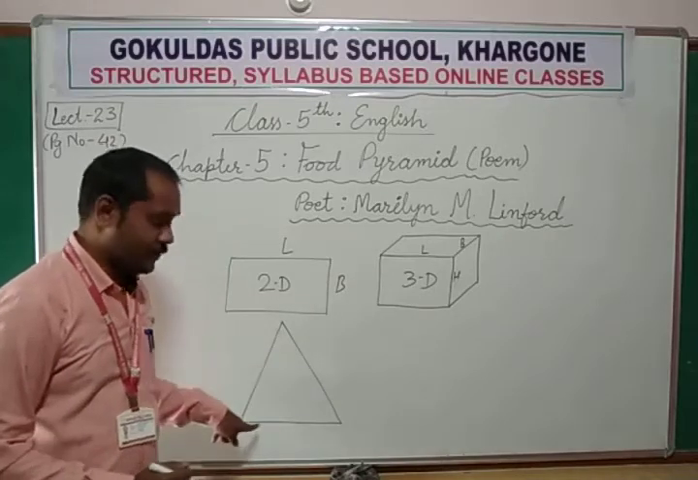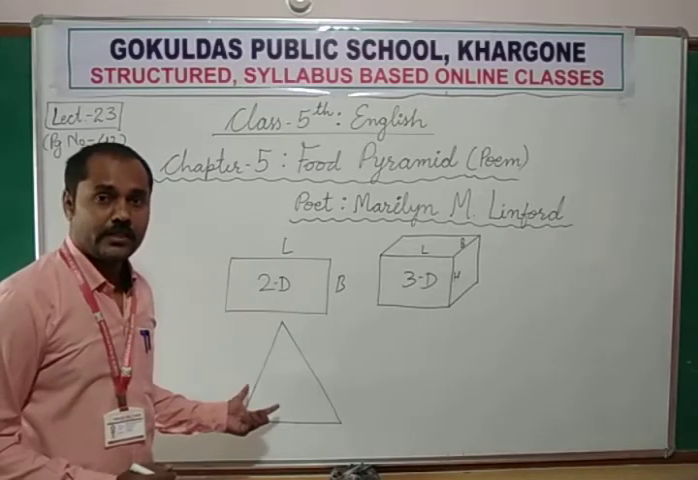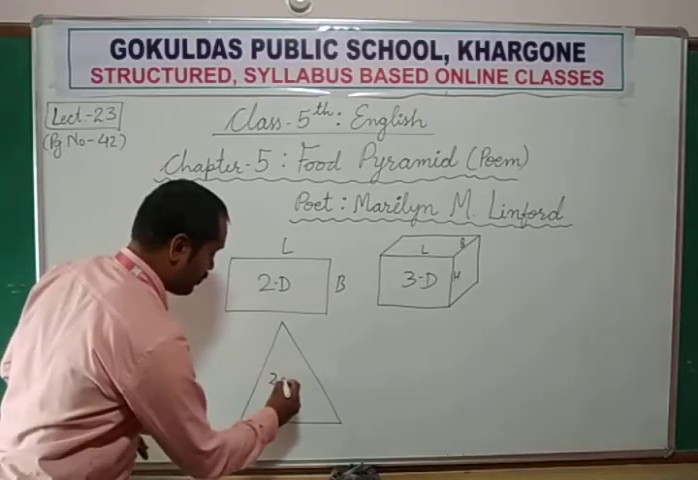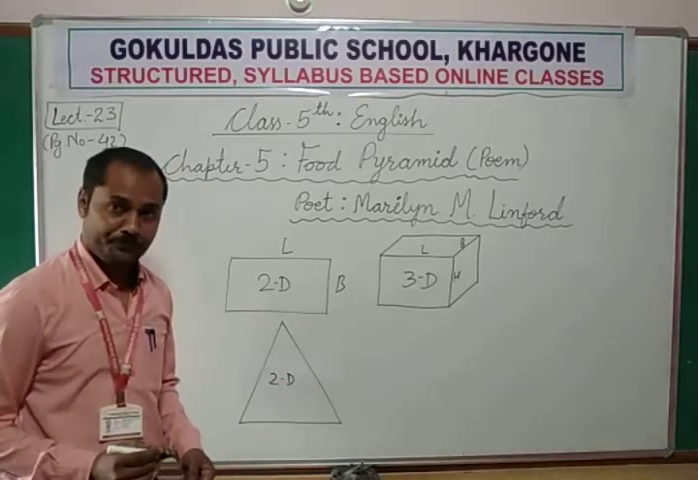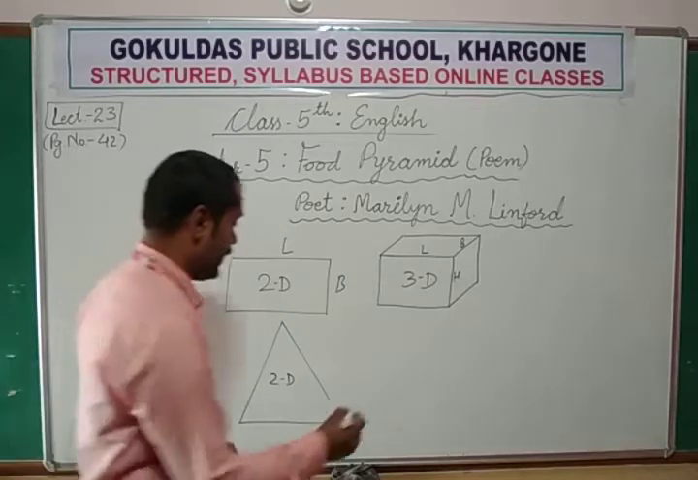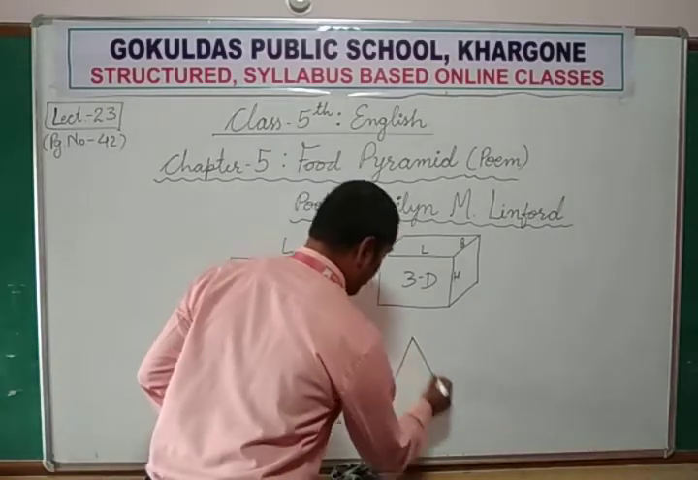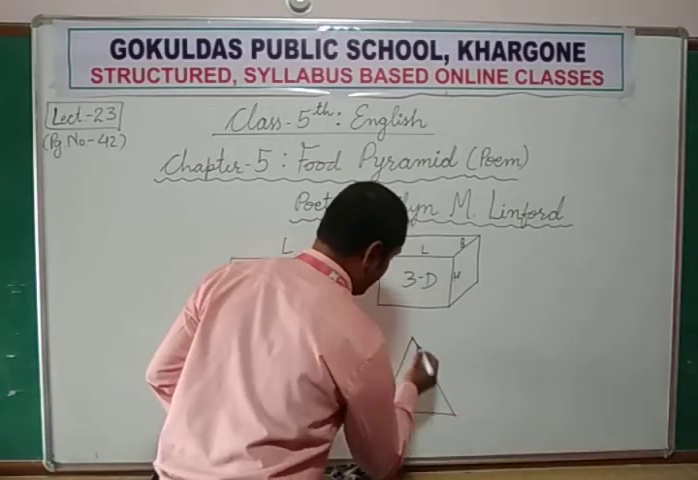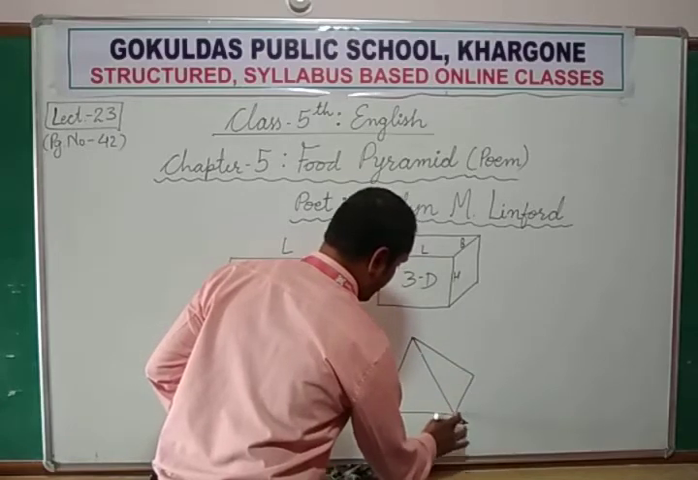If you see any two-dimensional thing like this, 1, 2, and 3 sides are there. This shape is also a two-dimensional shape. But if it has more than two sides, then suppose this has depth also.